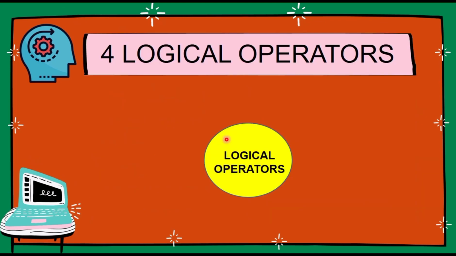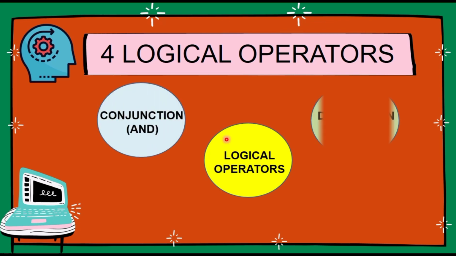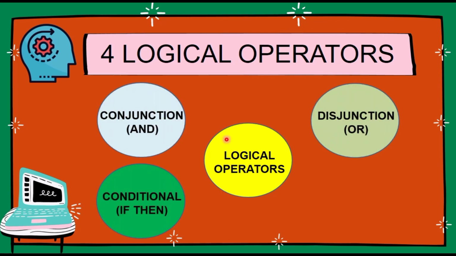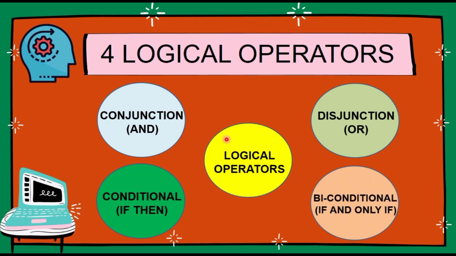In finding the truth values of propositions, we should first know the 4 logical operators, which are conjunction, disjunction, conditional, and biconditional. For conjunction, we have the logical connector "and." For disjunction, we have the logical connector "or." For conditional, we have the logical connector "if, then." And for biconditional, we have "if and only if."